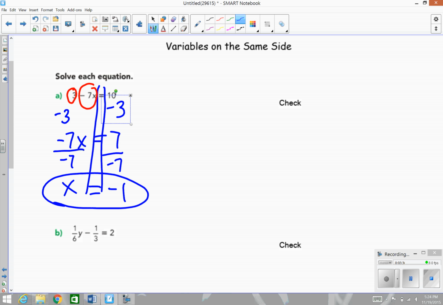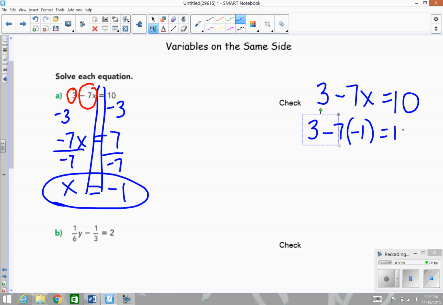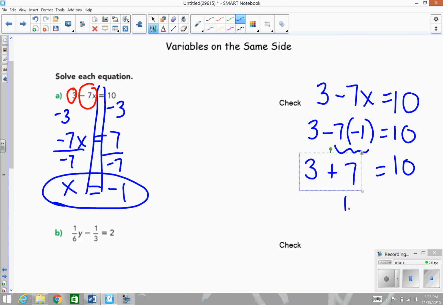Now to check, same steps as before. We want to rewrite the original: 3 minus 7x equals 10. And then anywhere you see an x, we're going to replace it with our solution, which was negative 1. So I have 3 minus 7 times negative 1 equals 10. Then we follow PEMDAS, which tells us to multiply first. So we can do the negative 7 times negative 1, and we get positive 7. And 3 plus 7 is 10. So it checks, and we can move on.